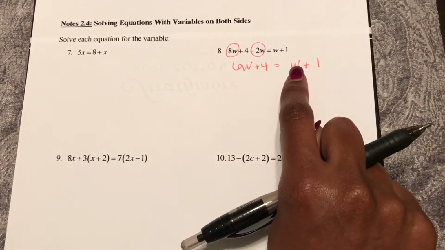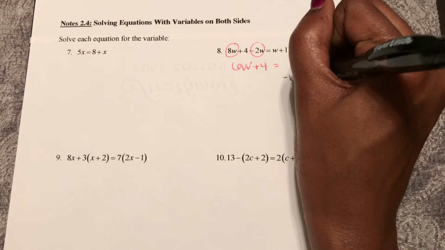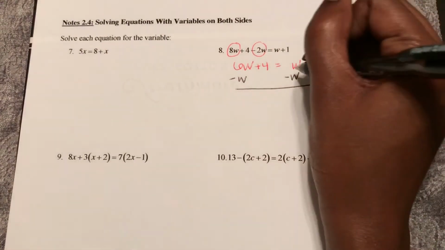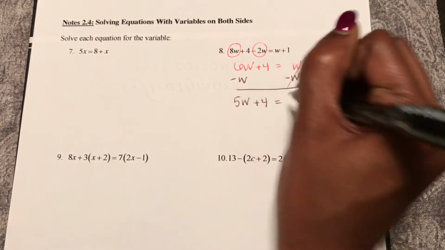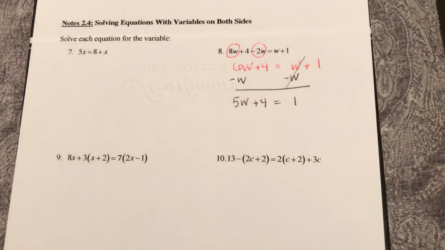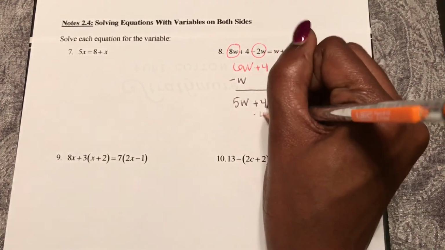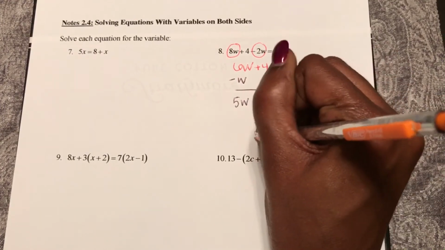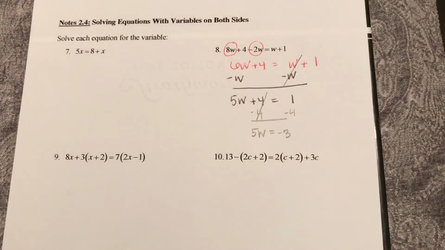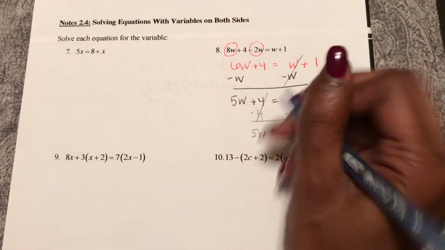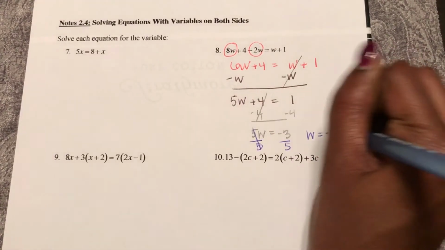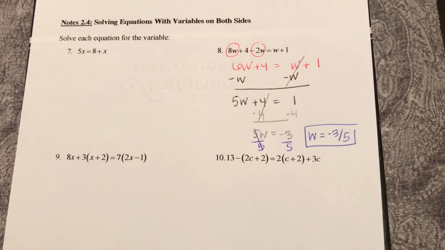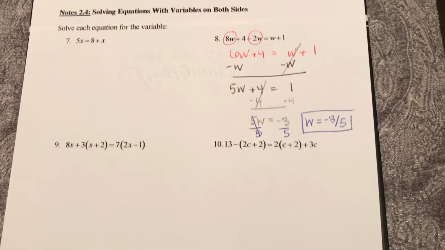So in order to move this positive w to the left, I need to do its opposite, which is a negative w, or subtracting w. w minus w cancels, and I have 5w plus 4 equals 1. Two-step equation. So now I will subtract 4 from both sides. 5w equals negative 3. Ignore my crazy dogs if you can hear them. And then my last step here is to divide by 5. w equals negative 3 over 5. It is okay to get fraction answers. So I'm going to keep going.